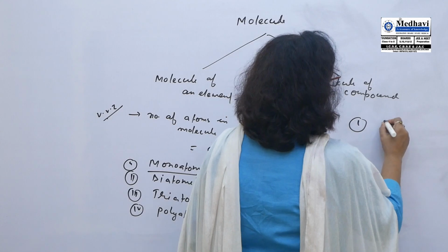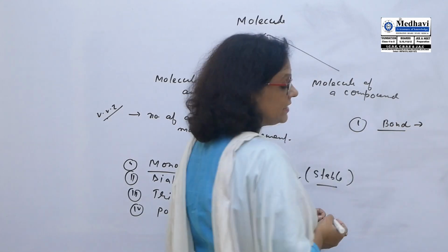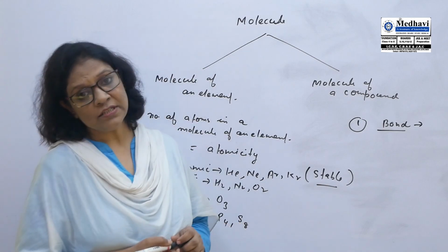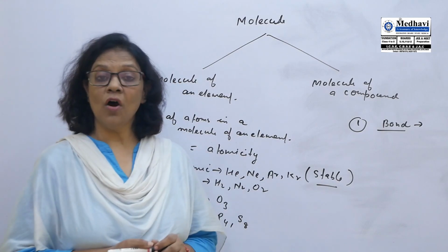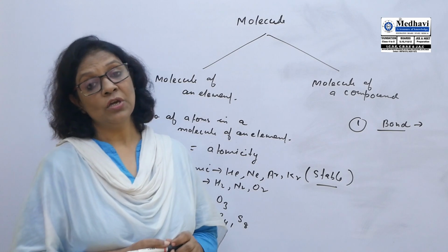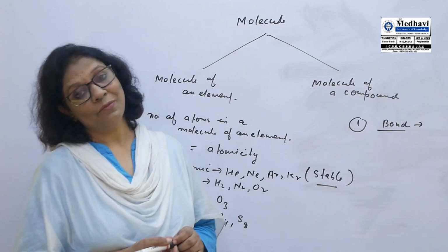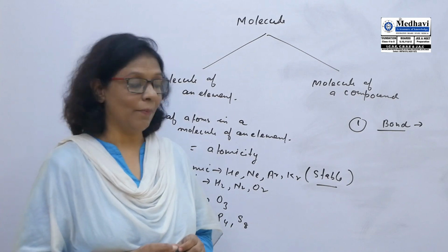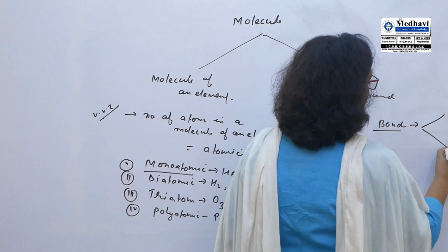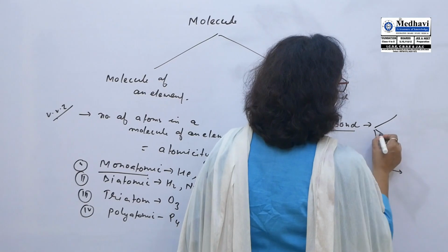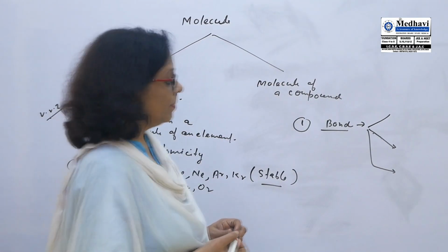So, what is bond? You can say bond is a type of force. Chemical bond is a type of force which joins 2 or more than 2 atoms to form either a molecule of an element or a molecule of a compound. So there are 3 methods through which this stability can be fulfilled.